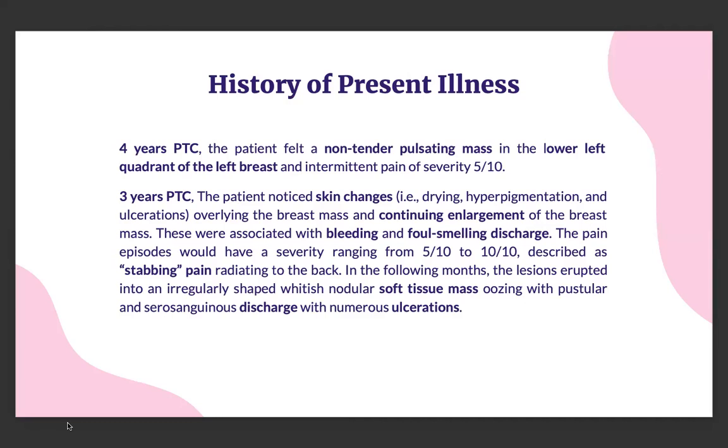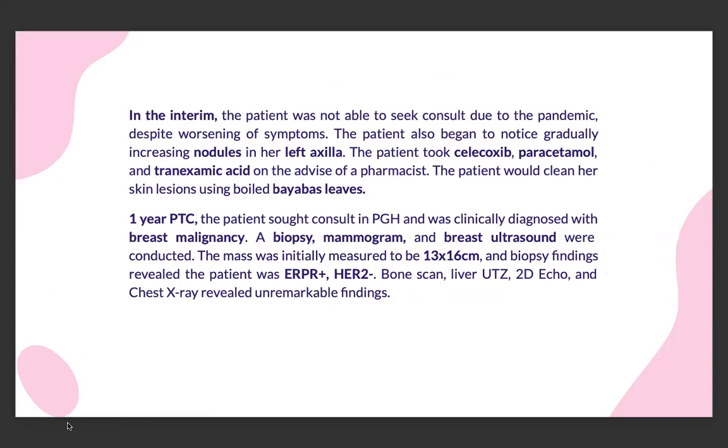These were associated with bleeding and foul-smelling discharge, and the pain episodes would have a severity ranging from 5 to 10 out of 10. The worst is described as a stabbing pain radiating to the back. In the following months, the lesions erupted into an irregularly shaped whitish nodular soft tissue mass oozing with pustular and serous discharge with numerous ulcerations. In the interim, the patient was not able to seek consult due to the pandemic, despite worsening of symptoms. She also began to notice gradually increasing nodules in her left axilla.